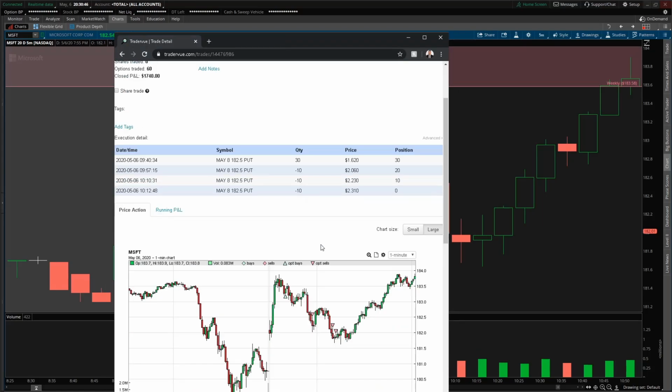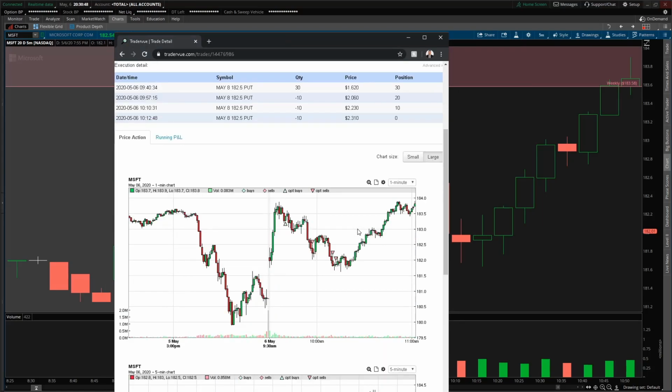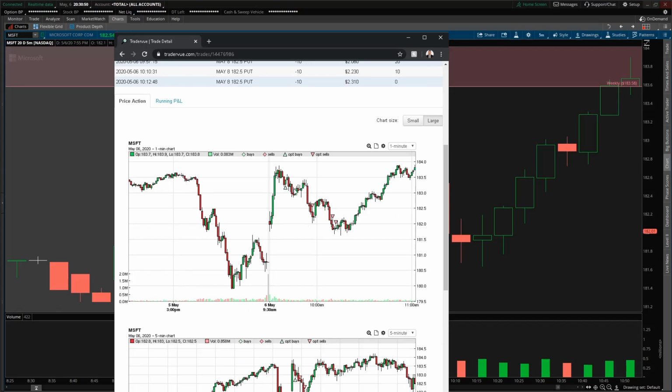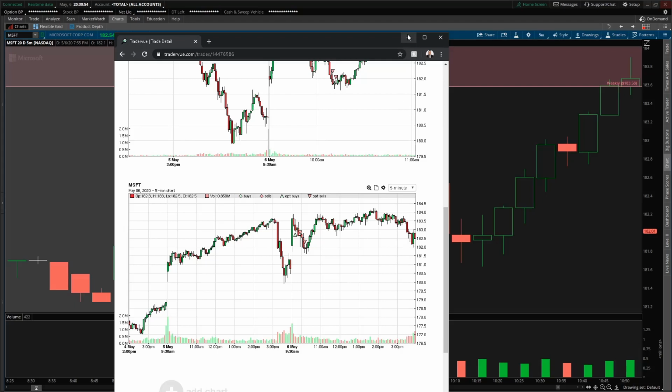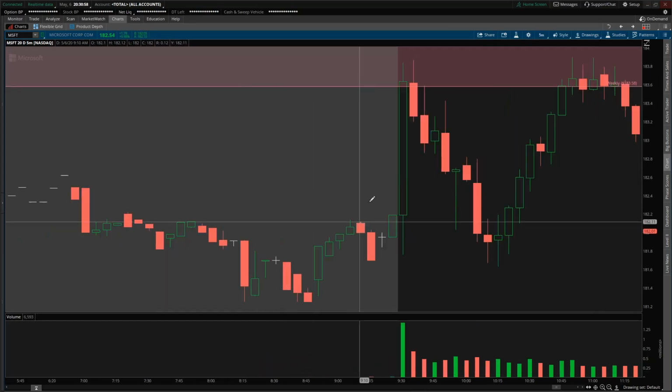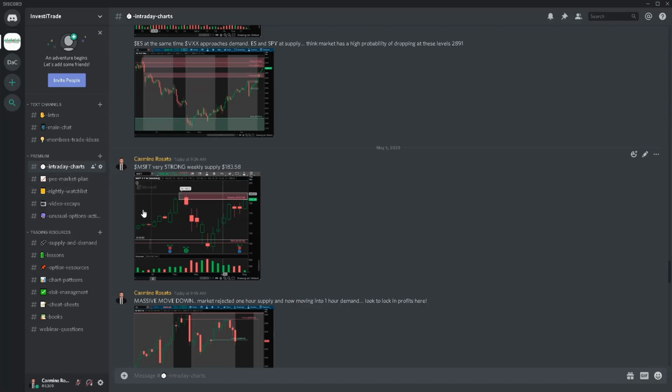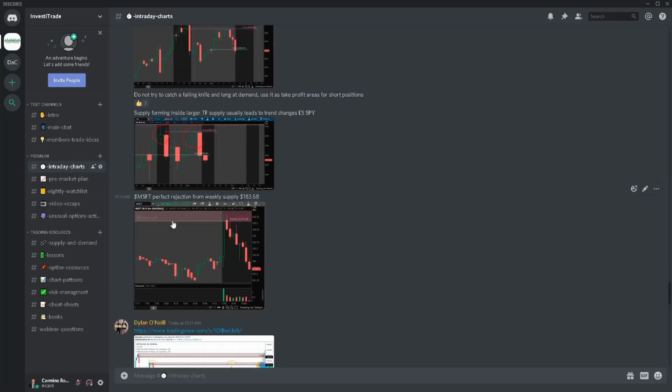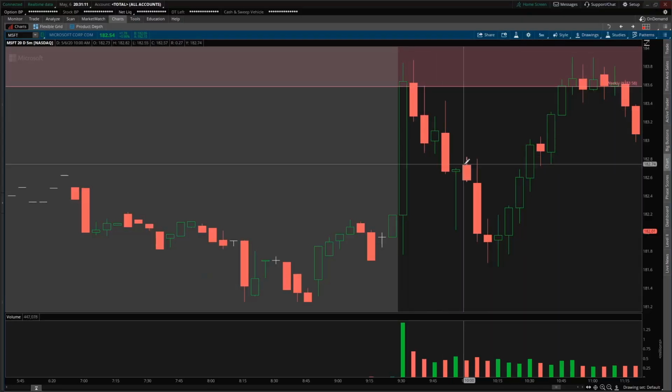But here's my Microsoft trade. As you can see, I got in here and then sold 10, sold 10, sold 10, scaled out, protected myself if the stock did want to reverse. But it was a perfect move up right into weekly supply. Perfect entry, perfect rejection. I posted this into the chat room. Perfect rejection from weekly supply. So this was a fantastic trade. It was my biggest trade today.